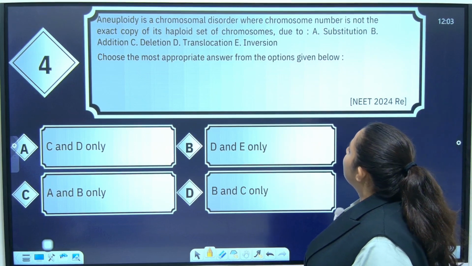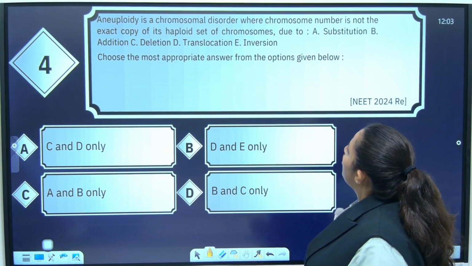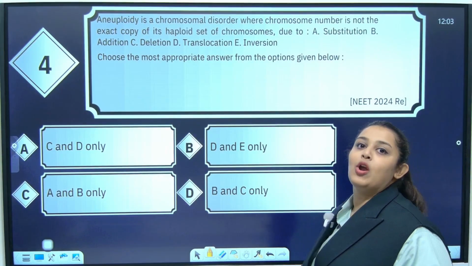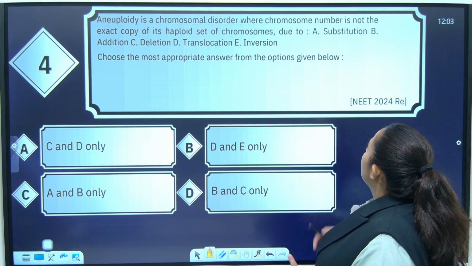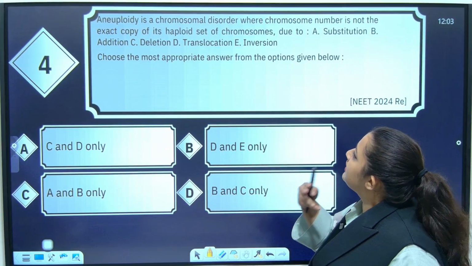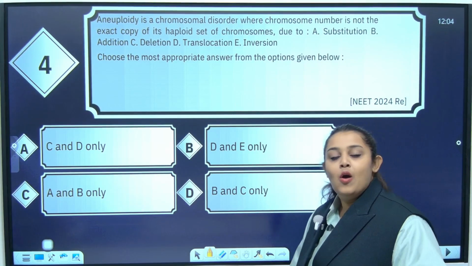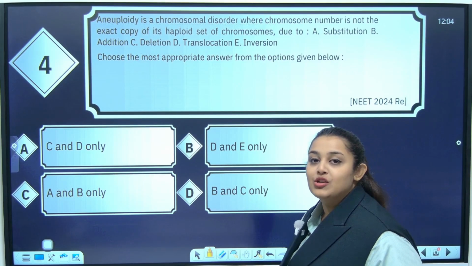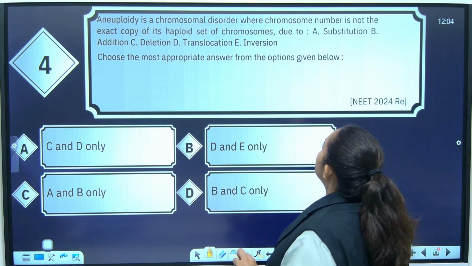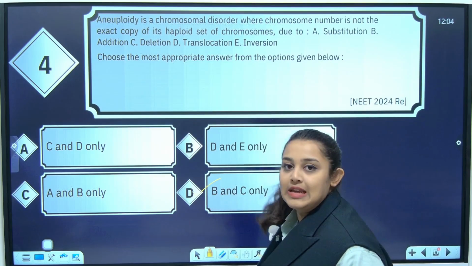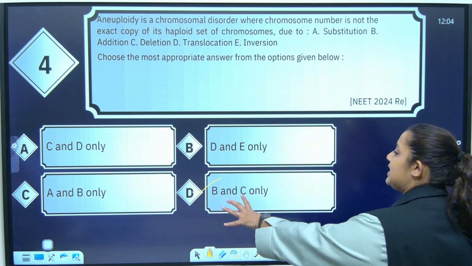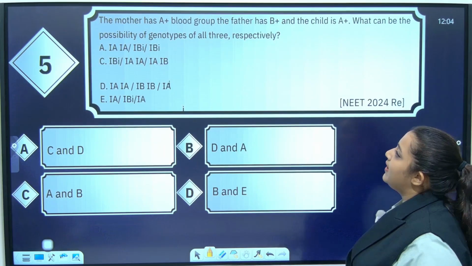Aneuploidy is a chromosomal disorder where the chromosome number is not the exact multiple of its haploid set, yet there is an addition or a deletion. So it is due to substitution, addition, deletion, translocation, inversion. While explaining, I already mentioned it: addition or deletion. So the answer is B and C only. The answer is D in this case. Let's go to the next one.